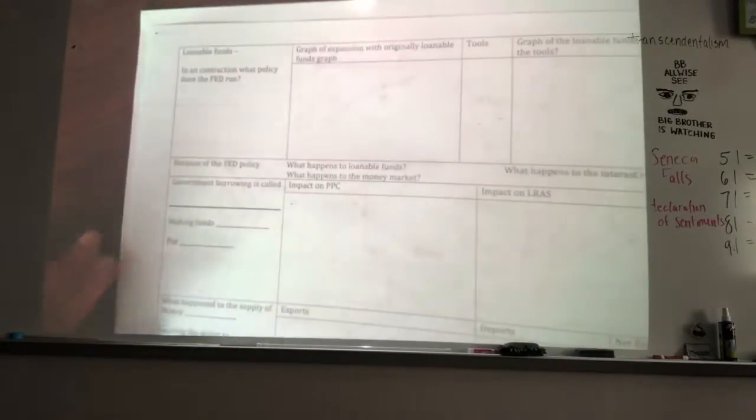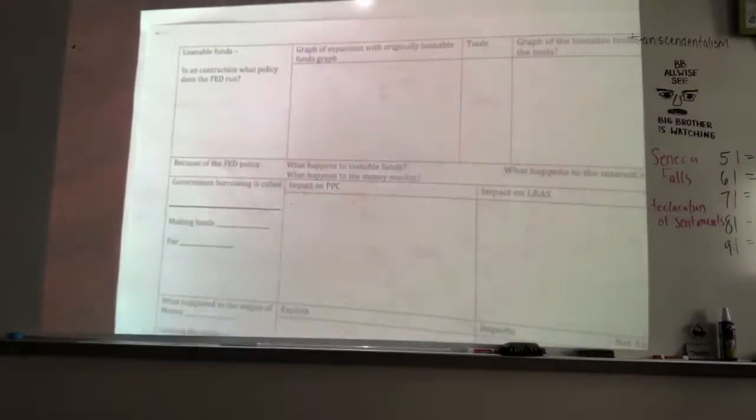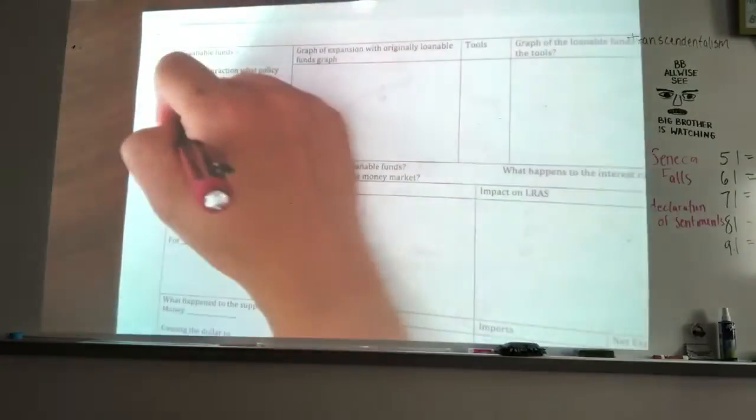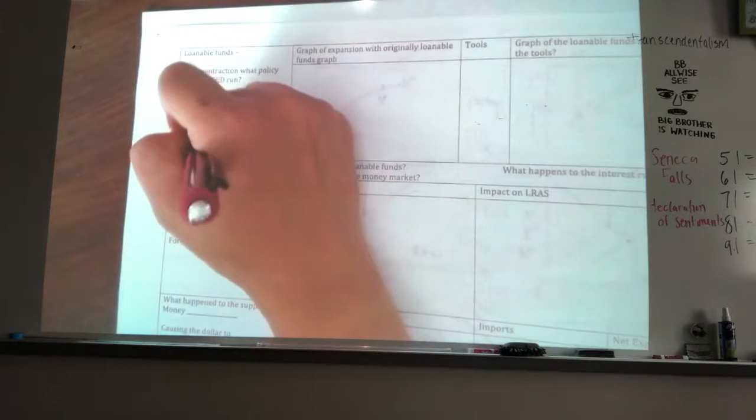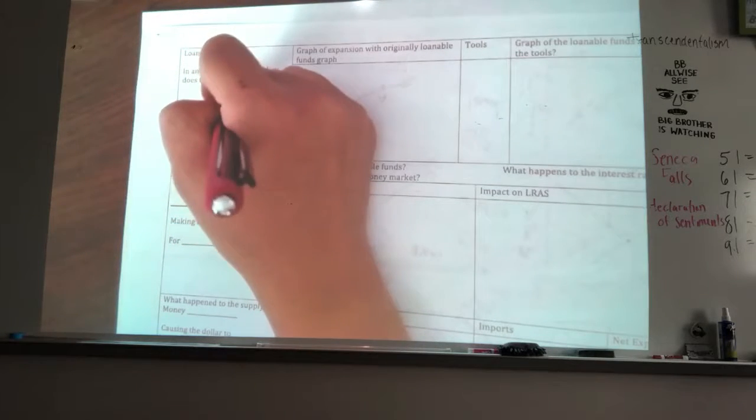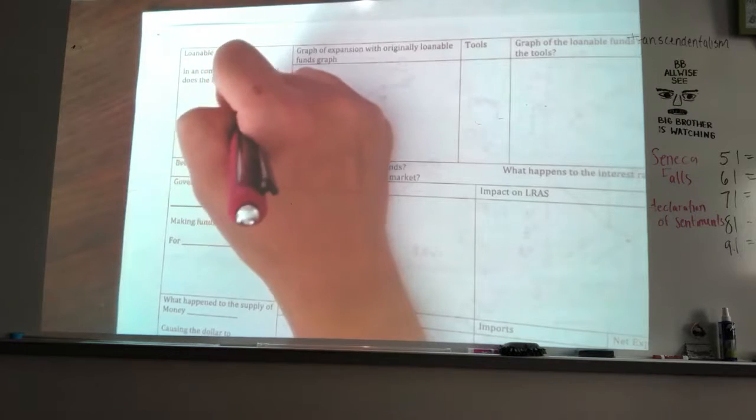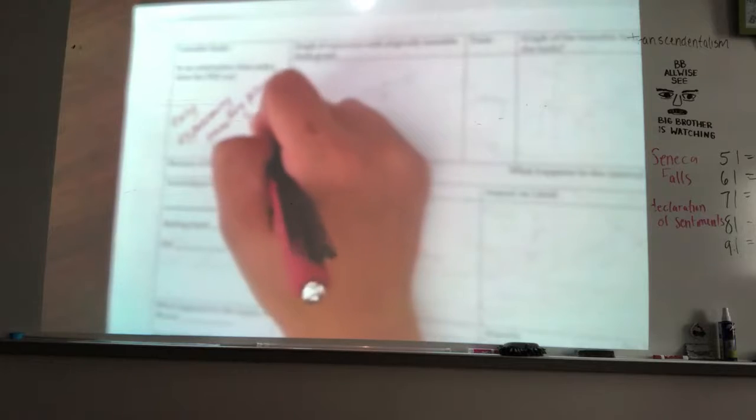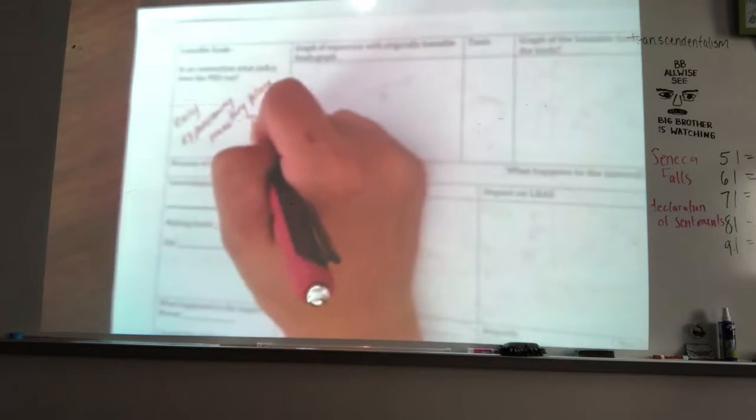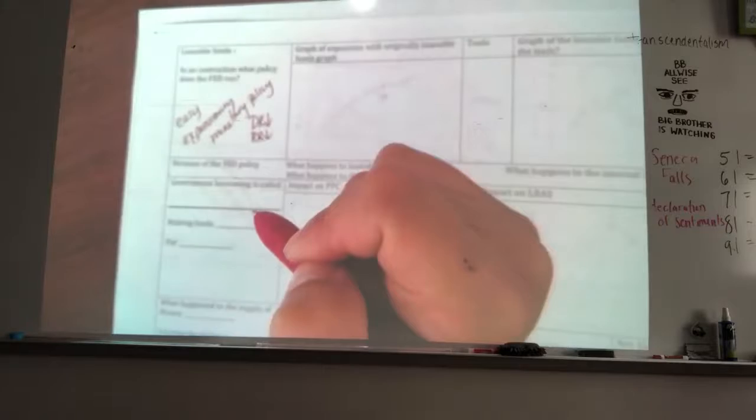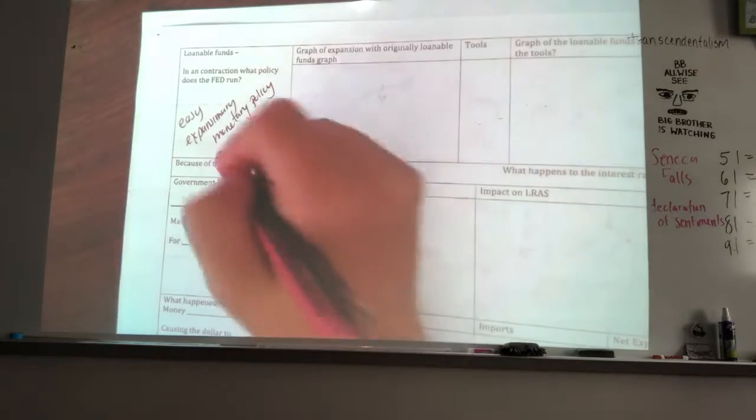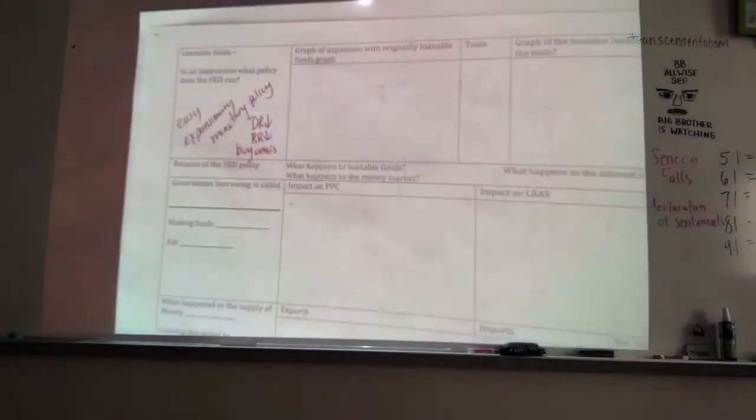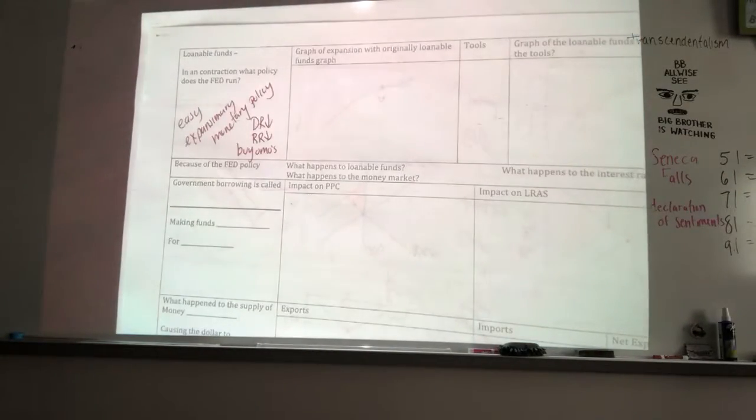So what is the Fed run? Easy or expansionary monetary policy. So we could say easy or expansionary monetary policy. So what are they going to do with the discount rate? Bring it down. What are they going to do with the reserve requirement? Bring it down. Are they going to buy or sell? Buy. So when they buy OMOs, what does that do with the money supply? It puts more money in the supply.